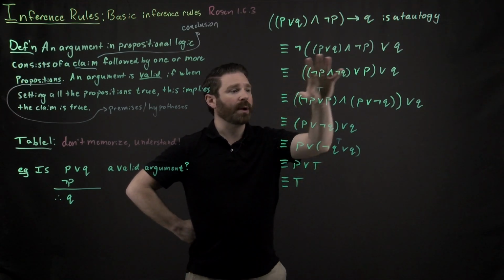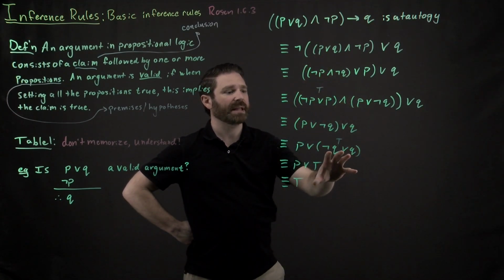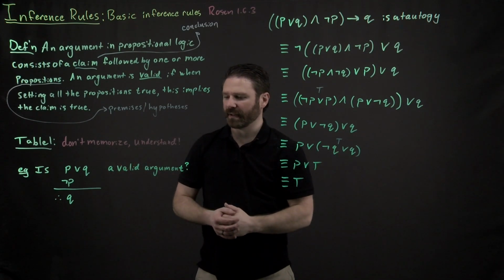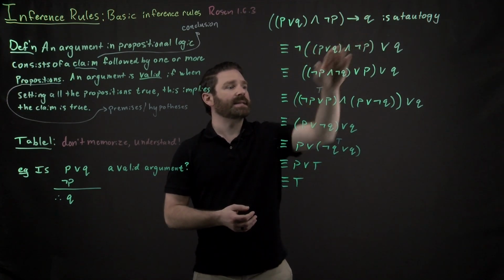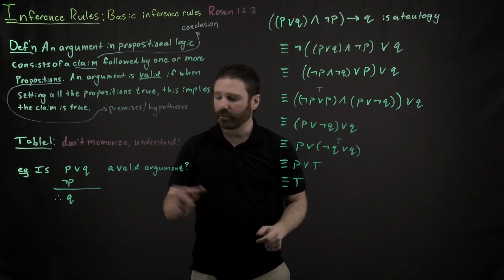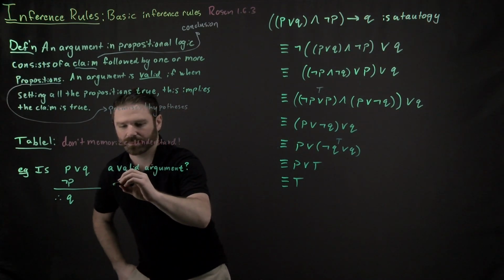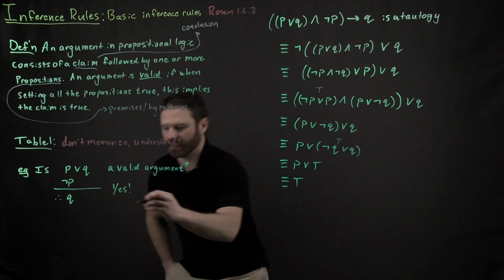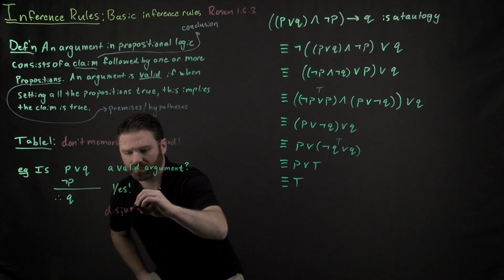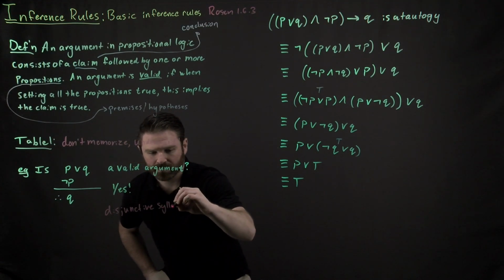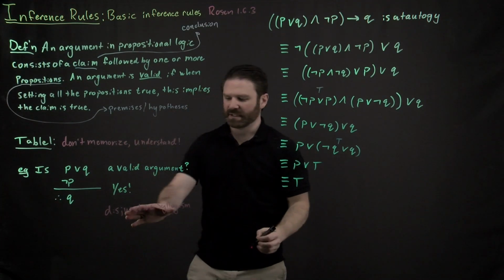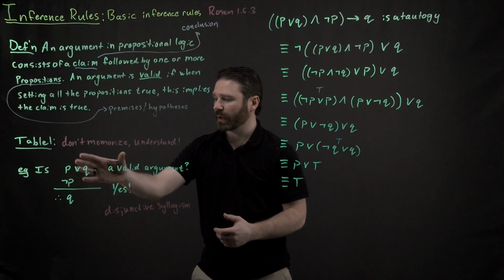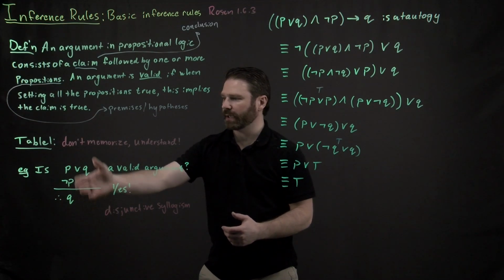So since I've had a whole lot of practice of simplifying these expressions and everything like that, I can then take this right here and verify if it's a valid argument or not. This is a tautology. It's always true. So therefore, yes, this is a valid argument. And in fact, it comes with a fancy name, and this fancy name is disjunctive syllogism.